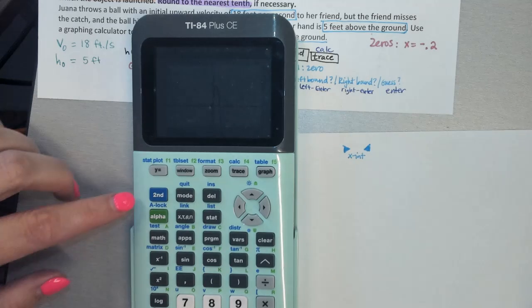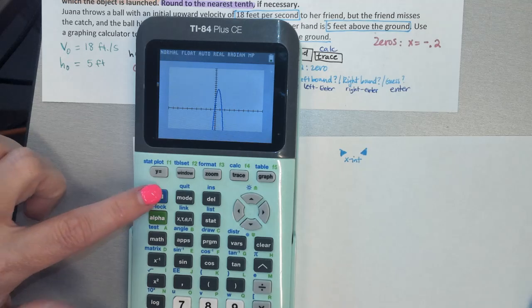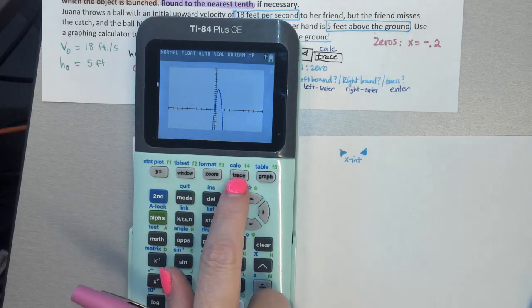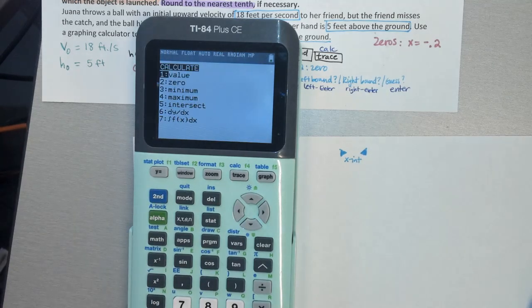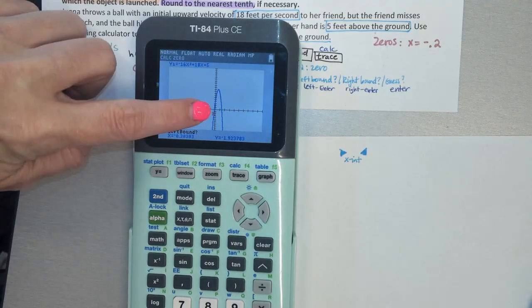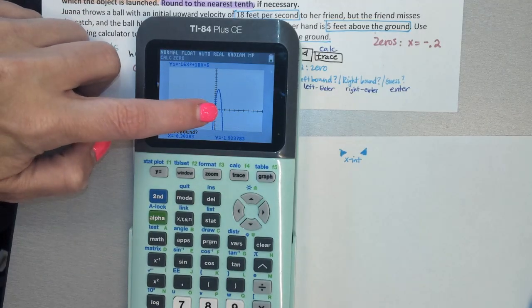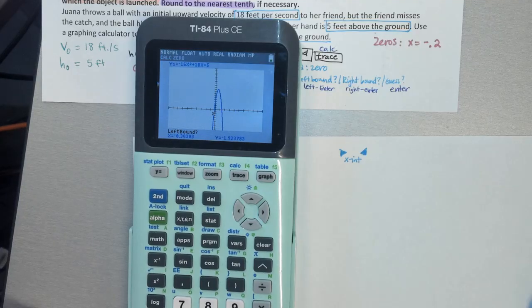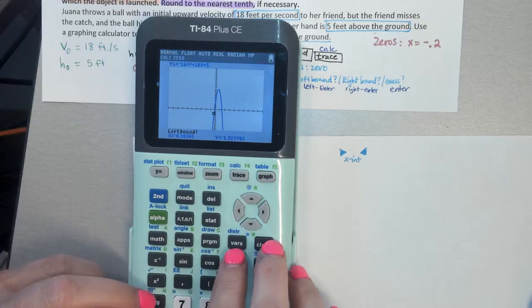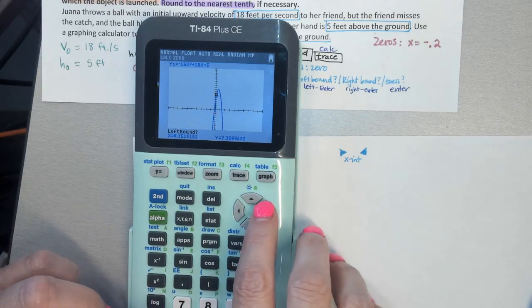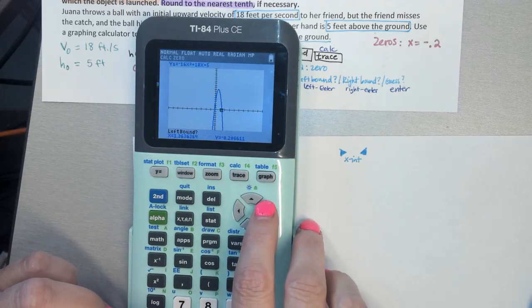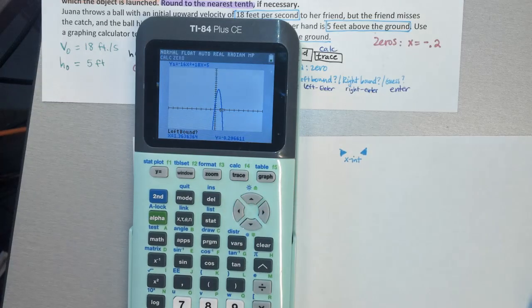All right, so once you have your graph on there, again, you're going to go second and then press the trace button. You're finding the 0. So we found this x-intercept. Now we have to find the second one. You are just going to use your arrow. I'm going to get as close to the x-intercept as I can. So why don't you do that, get as close as you can to that x-intercept.